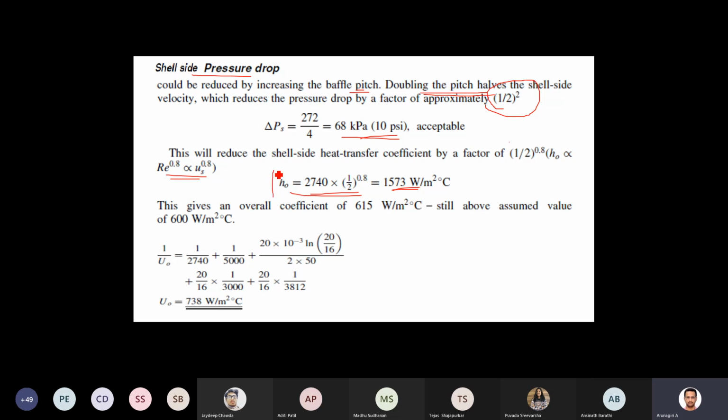So for this, using this simple case, because baffle spacing is doubled, no, so velocity will be off. So previously 1.16, 1.16 divided by 2, that would be the velocity. So this is 1 by 2 power 0.8. Reynolds number power 0.8 is proportional to U power 0.8. So velocity becomes half. So 1 by 2 power 0.8 into 2, because all other things are same.